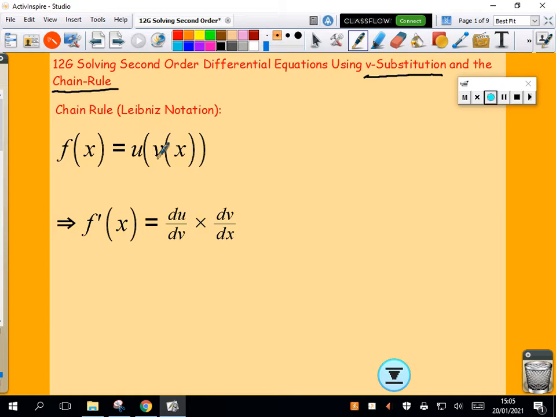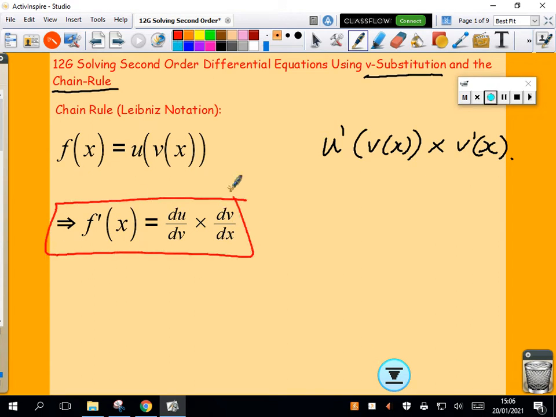Well, then f prime of x can be written as du dv times dv dx. So to take the derivative of a composite function, we take the derivative of the outside function first, and then we multiply it by the derivative of the inside function. So the derivative of u with respect to v, and then the derivative of v with respect to x: du dv times dv dx. And that's important. This is the version that's in your formula and tables booklets. This uses Leibniz notation, as opposed to this version, which uses function notation.